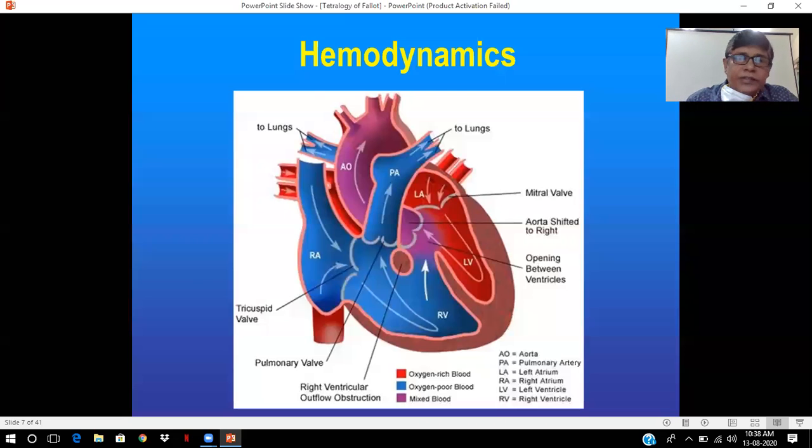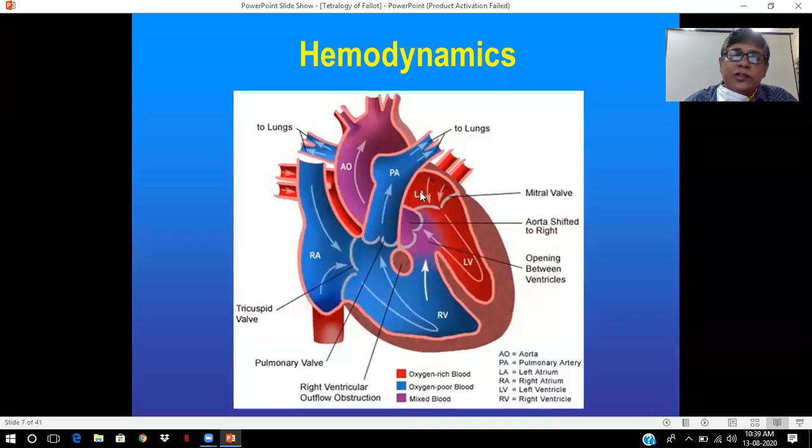Here you can see the main defects of tetralogy of Fallot. There is pulmonary valvular obstruction, and this is the large VSD, where the right ventricular blood goes into the left ventricle and into the systemic circulation. That's why we get mixed blood, deoxygenated blood from the right side and oxygenated blood from the left ventricle. This goes into the aorta, and here you get a variable degree of cyanosis.